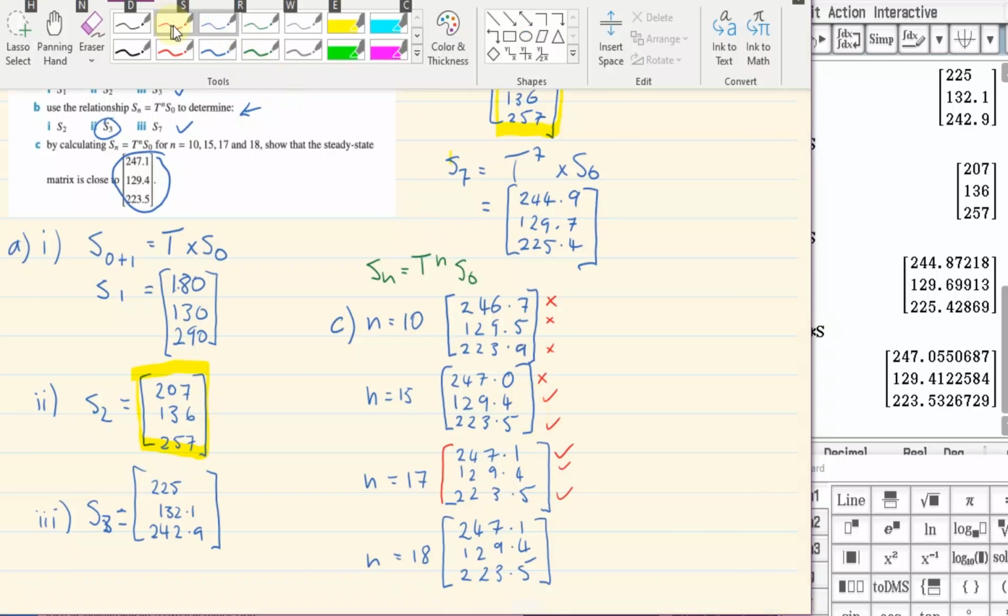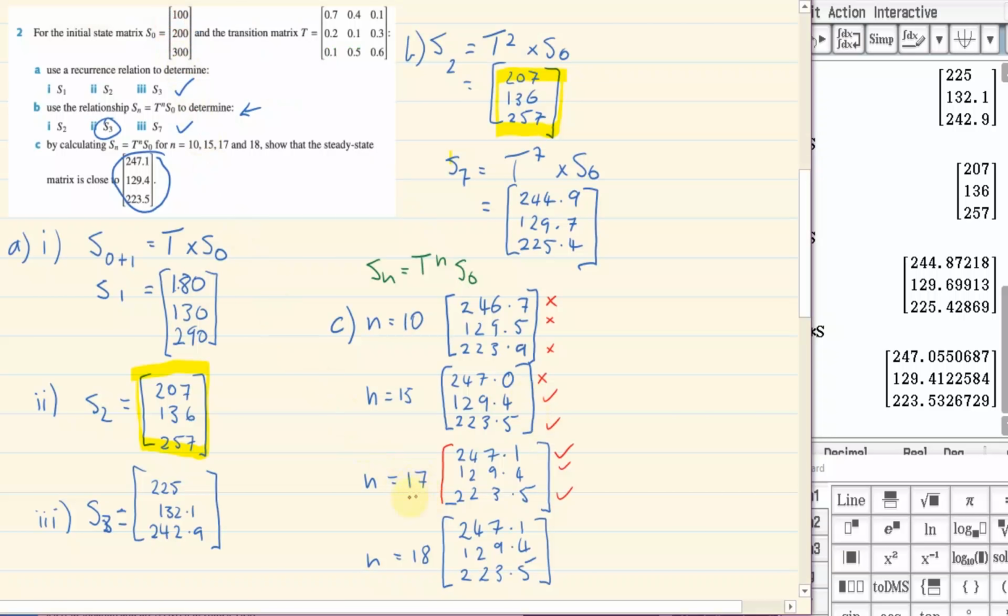Why are we happy with that being the steady state? We're happy with the steady state because the consecutive n values, n equal to 17 and n equal to 18, one after the other, both produce a state matrix that rounds to the first decimal place and has the same value. So from 17 and 18 up, we're going to get the same values to one decimal place each time. So that is us showing that the steady state matrix is 247.1, 129.4, 223.5.